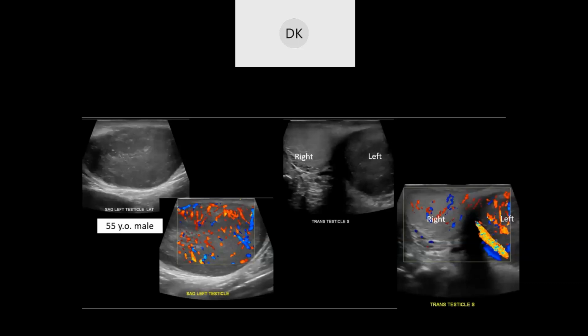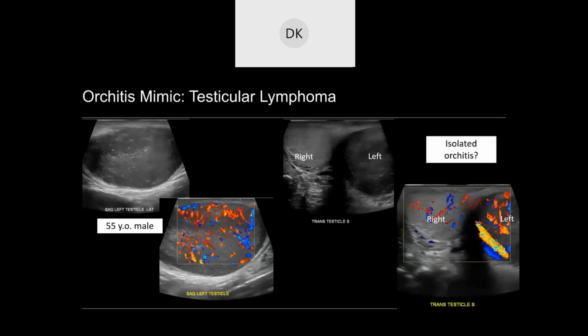Because the epididymis looks normal. Well, this is an adult patient, so you want to be careful calling orchitis. And this actually turned out to be testicular lymphoma. So testicular lymphoma, it's trying to fool us again, this time in the testicle, and it can really mimic orchitis. So just be aware if you don't see associated epididymitis.